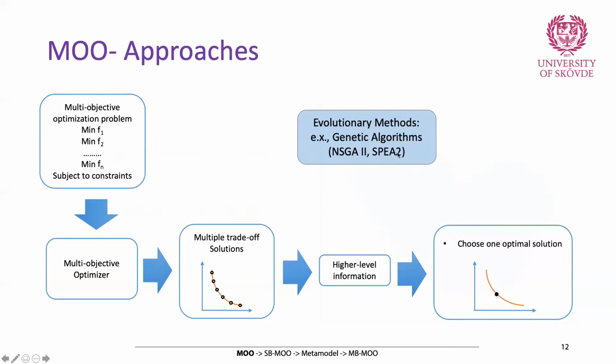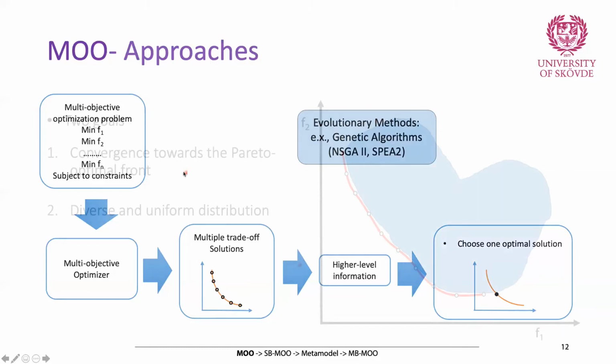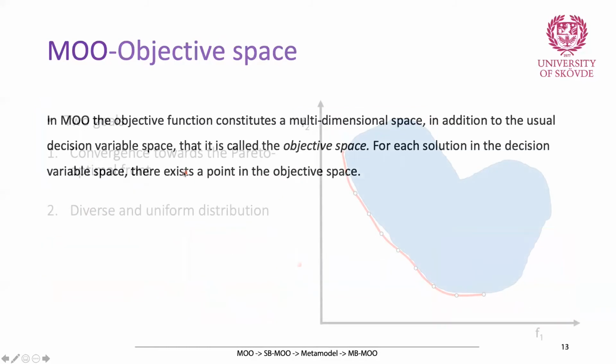We'll see these names later on in the presentation, the SB-MOO algorithm. There are two goals that it has to reach. Let's look at one criterion, one property of multi-objective optimization.